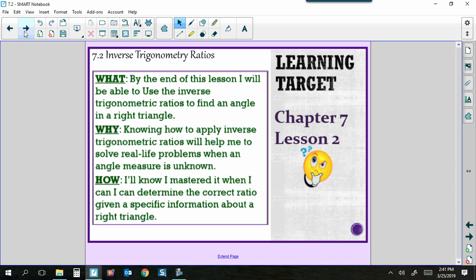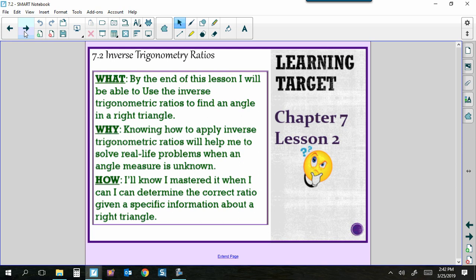Today we are looking at 7.2 inverse trigonometric ratios. Really cool thing about today, it's a repeat of yesterday. That's right. Just a little different. So, what are you going to be learning? By the end of the lesson, you will be able to use the inverse trigonometric ratios to find an angle in a right triangle. The only difference between today and yesterday is that yesterday we were finding a missing side. Today, we're going to be looking at a missing angle. Other than that, everything is very much the same.